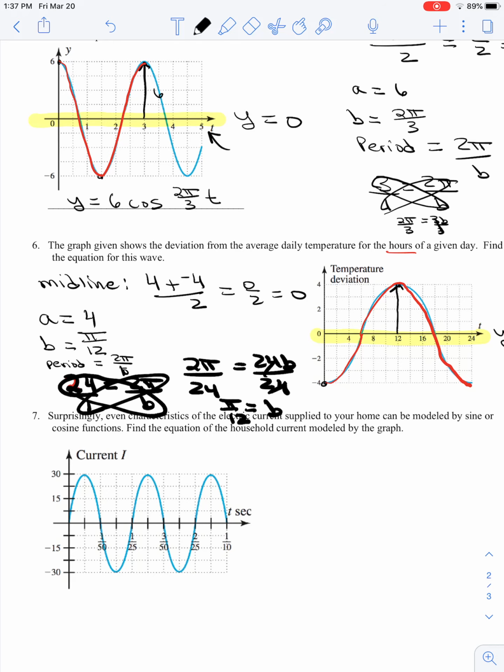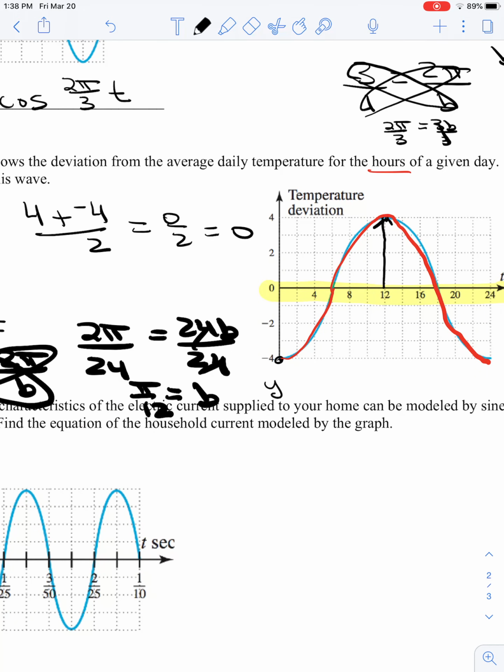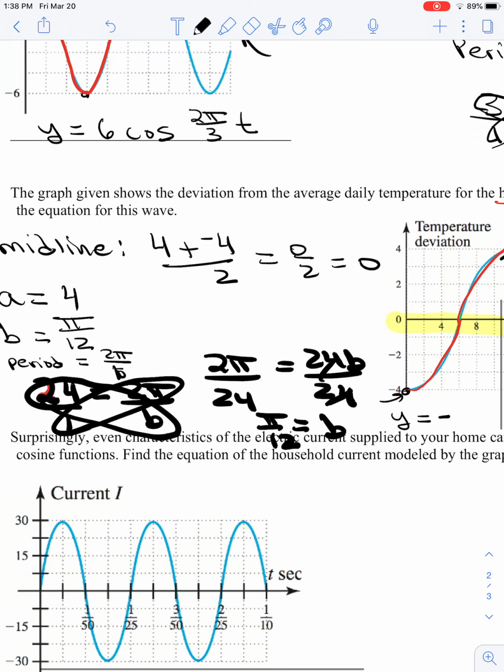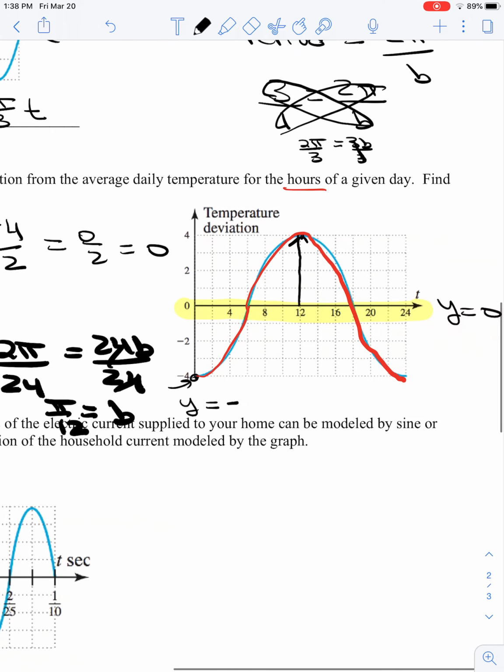So now I can write my equation. I'm going to say, okay, y equals, now I need to think about is it sine or cosine. It does not start at the midline, so it's cosine. However, cosine normally, if it were positive, would start at the max. In this case, our function is starting at the min, so it's going to be negative cosine. So negative, my amplitude, which was a 4, cosine, my frequency, which is pi over 12, t, because there was no vertical shift.